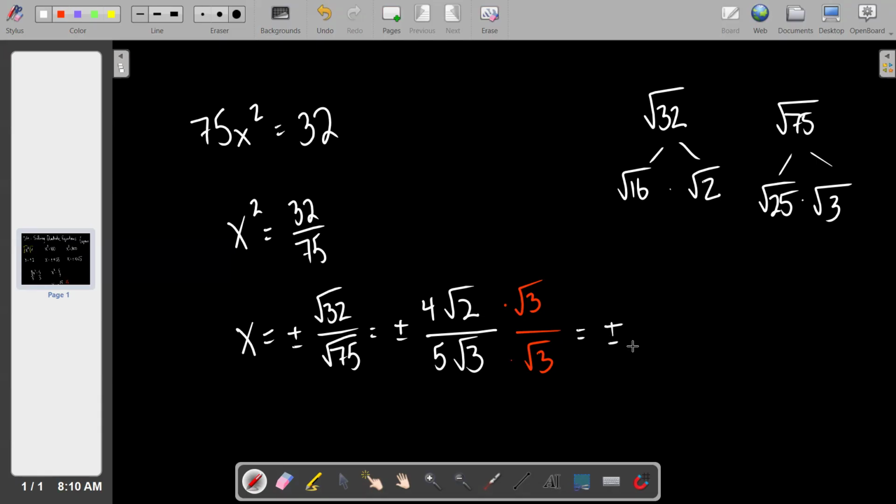So it's going to be positive or negative what? 4 root 6 over 15. And again, the only opportunities to reduce would be the 6, which is dead, or the 4/15ths, which are relatively prime. So it's dead also. Okay. 2 more. You getting it?